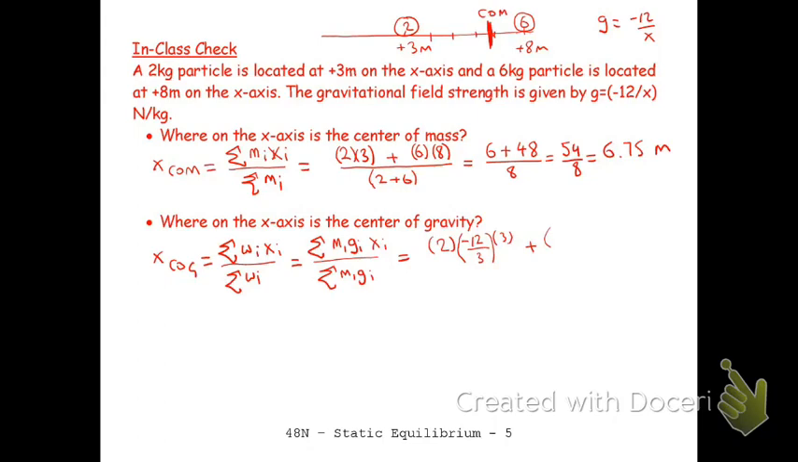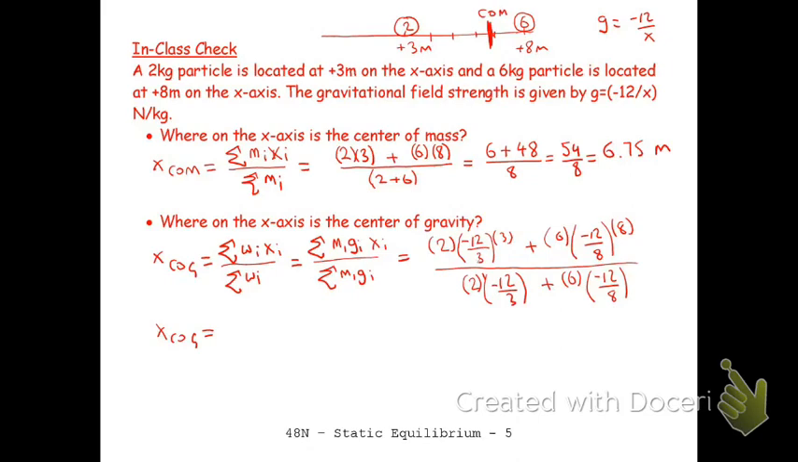And then for the next one, it's going to be the 6 times its gravitational field, which is minus 12 over 8, times 8. I'm going to divide this by the sum of the weights. So it's going to be 2 times minus 12 over 3 plus 6 times minus 12 over 8. So I'm just checking on that again. Yeah, that makes sense. I think that's right. It's just a whole bunch of numbers that are a bit of a pain.